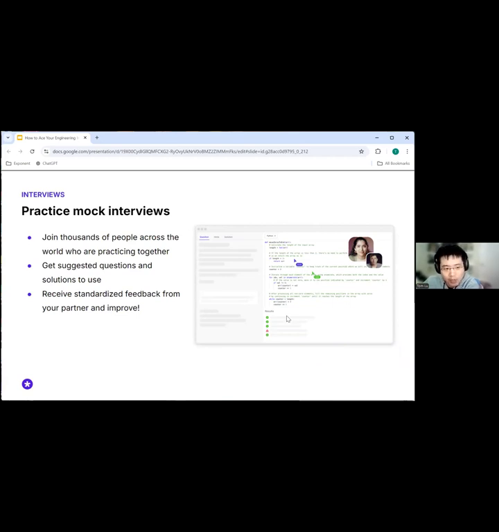features offered on Exponent. We have a mock interview platform, and it is free of charge. Basically, how it works is it matches you with another candidate who might be anywhere in the world, who shares the same experience and the same career goal as you. So both of you can practice mock interviews together. At one time, you are going to be the interviewer, and at another time, you can be the candidate, right? You both will receive a standardized feedback form from each other, so that you can improve.